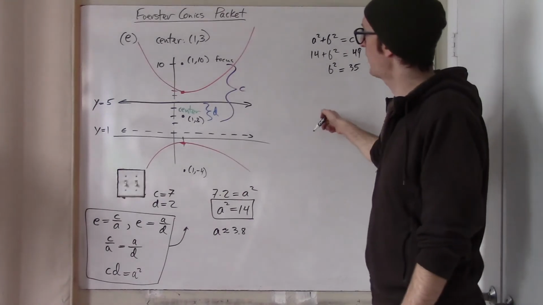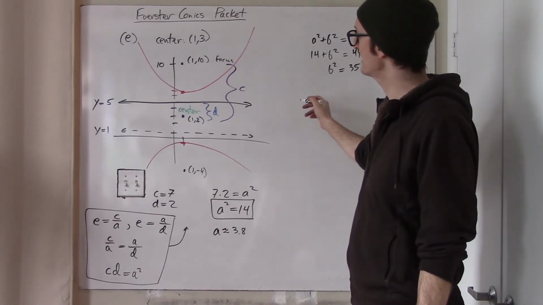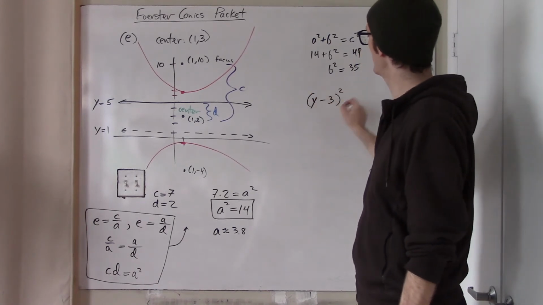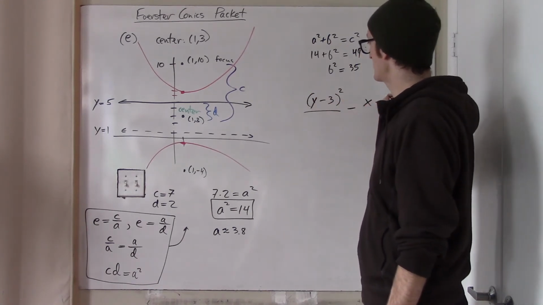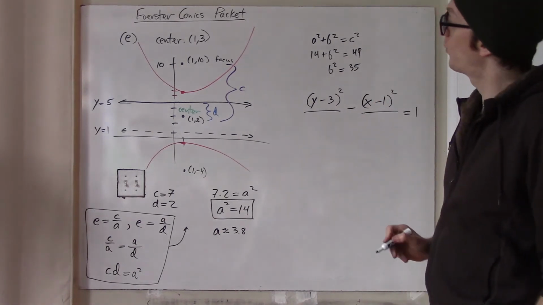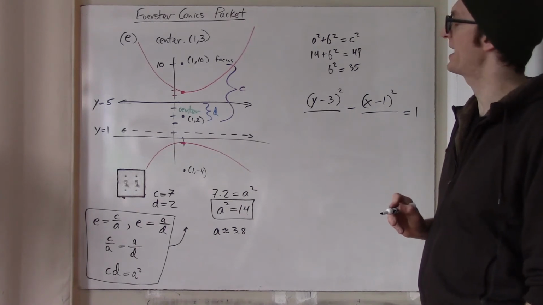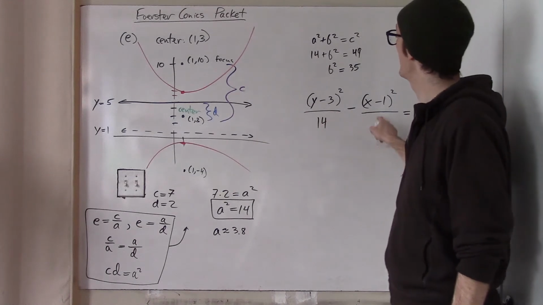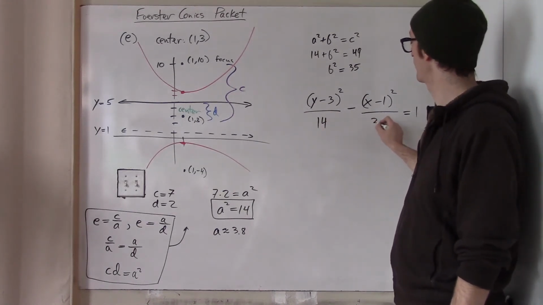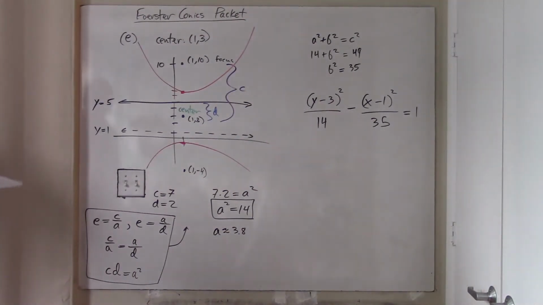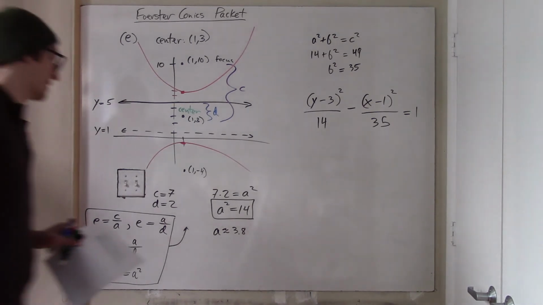So, what's the equation of this hyperbola? Center at 1, 3, but it is vertical. So y has been shifted by 3. X has been shifted by 1. The y coordinate has been stretched by a factor of a, so that's 14, and the x coordinate has been stretched by a factor of root 35, so that's 35. Man, these are all pretty hard. All right, 3 more to go.